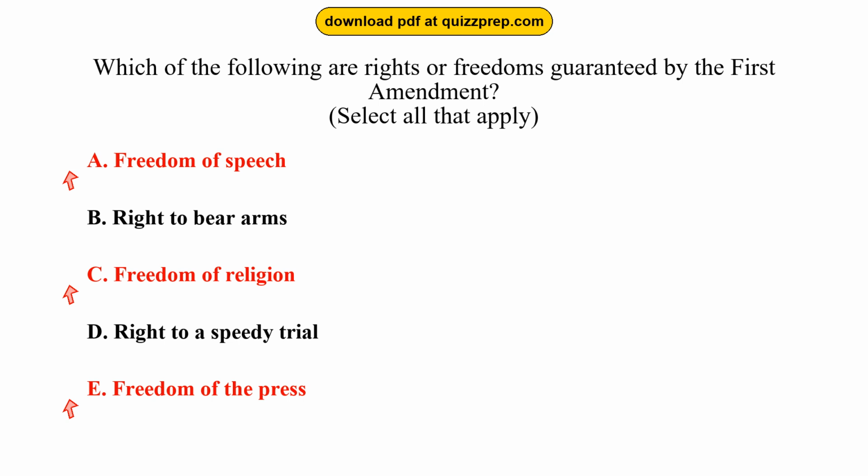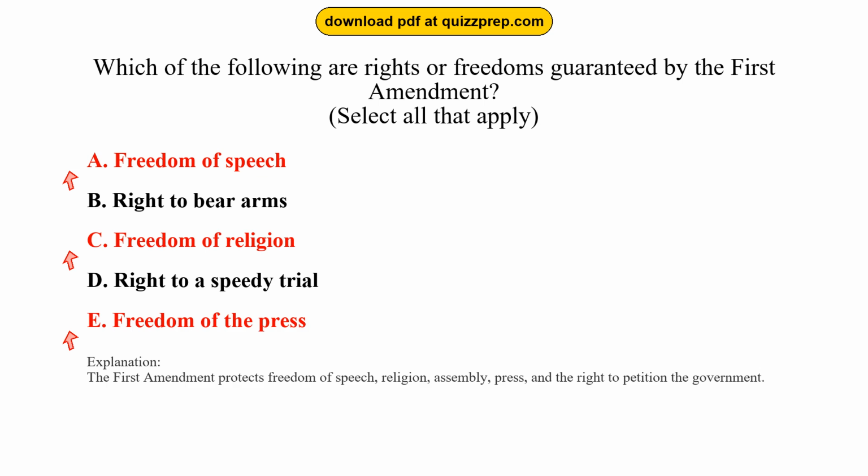Freedom of speech, freedom of religion, freedom of the press. The First Amendment protects freedom of speech, religion, assembly, press, and the right to petition the government.